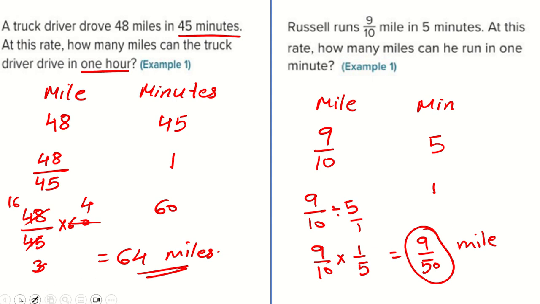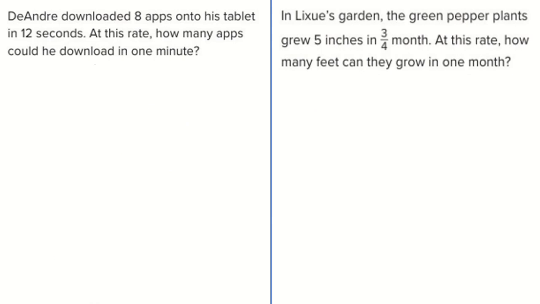Now, the next question: DeAndre downloaded 8 apps onto his tablet in 12 seconds. Now you see one is apps and another is time, or seconds. 8 apps in 12 seconds. So at this rate, how many apps could he download in 1 minute? 1 minute means 60 seconds.